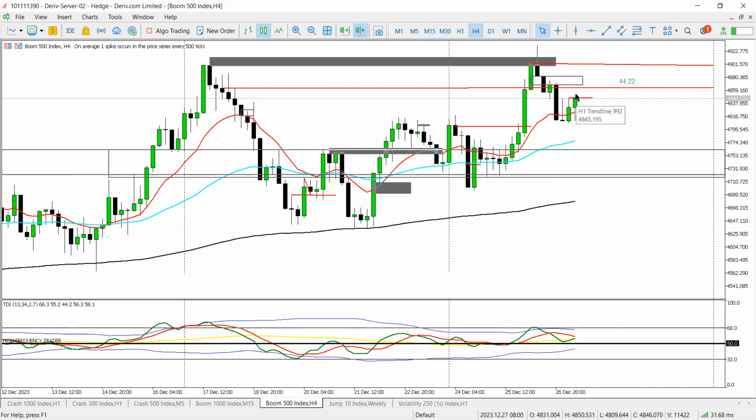So if we close like this, if we close green, we might actually get a pattern like this one here. It's not so similar, but we might get something like that here, meaning we will get a slight retracement and a continuation up. So maybe we should wait and trade it after the 4-hour candle closes.